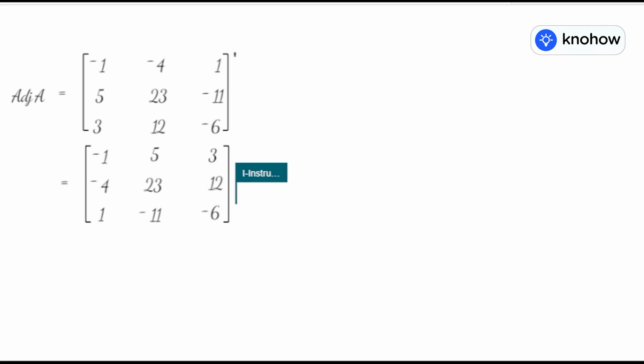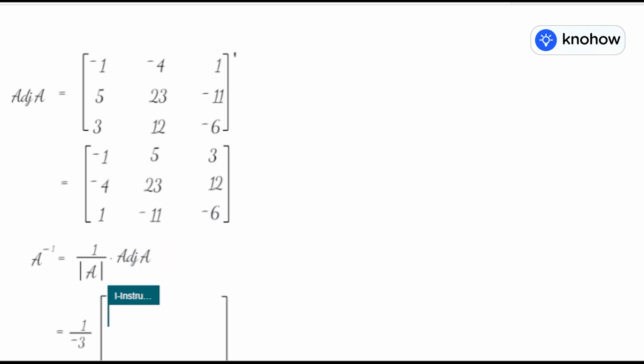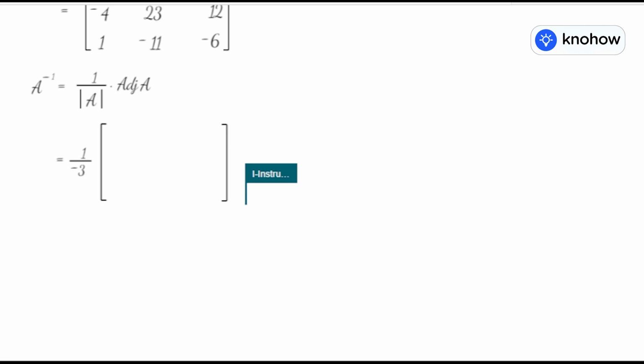And once you get adjoint A, then you know A inverse is 1 by determinant A into adjoint A. And what is the value of determinant A? We have already worked it out as negative 3. So it is 1 upon negative 3 times adjoint A, which you worked out as negative 1, 5, 3, negative 4, 23, 12, and 1, negative 11, negative 6. So this is your A inverse.